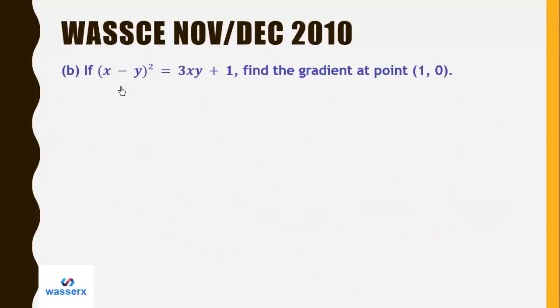Let's take another example over here. If (x minus y) squared is equal to 3xy plus 1, find the gradient at the point (1, 0). So the same thing applies over here. We differentiate implicitly, but before that, let's expand the left hand side. So this is going to give us x squared minus 2xy plus y squared is equal to 3xy plus 1.